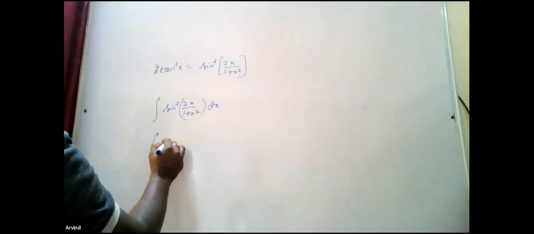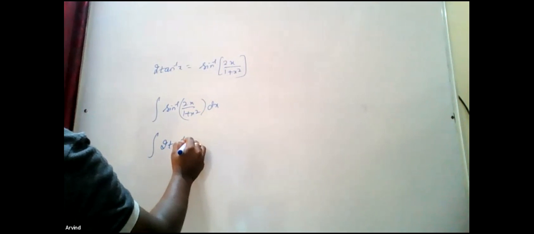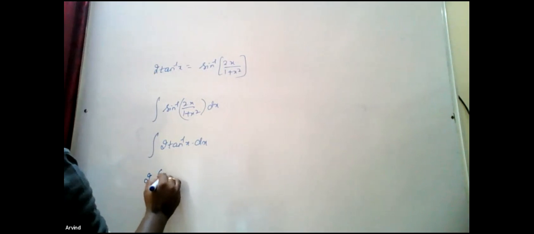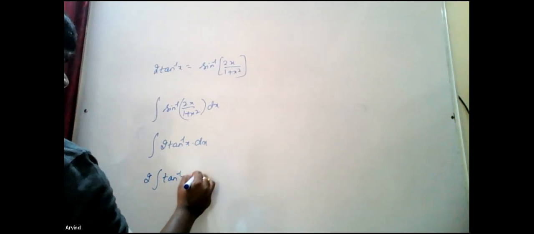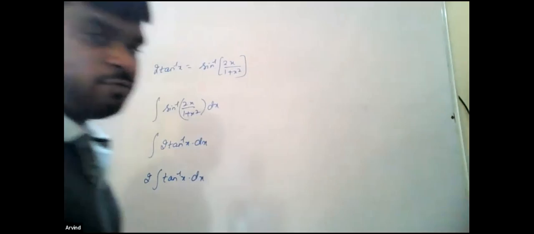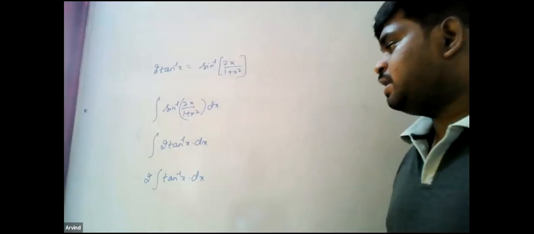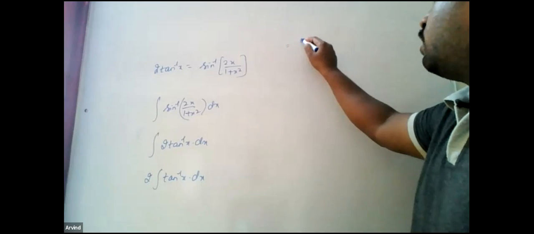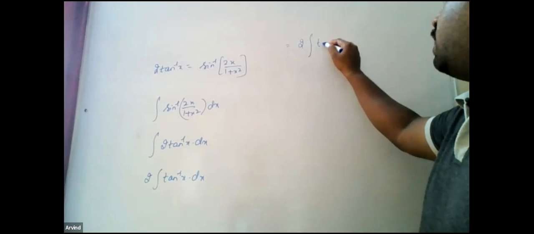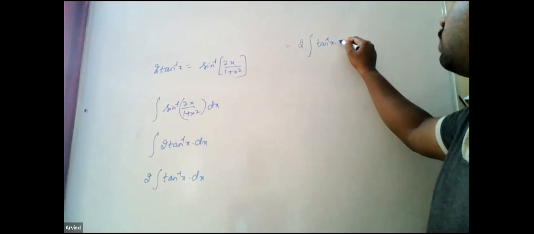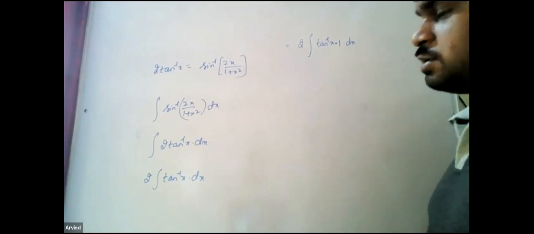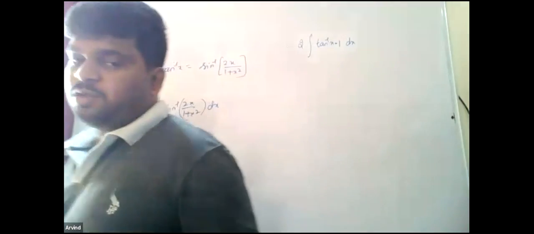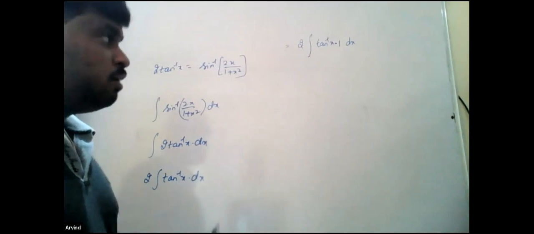So for the integration of sin inverse of 2x by 1 plus x square, I can write it as integral of 2 tan inverse x dx. 2 outside, integration of tan inverse x. Tan inverse x has no direct integration, so you have to do it by parts. Tan inverse x can be written as tan inverse x into 1, dx. Then you apply the UV rule, and you will get the answer.